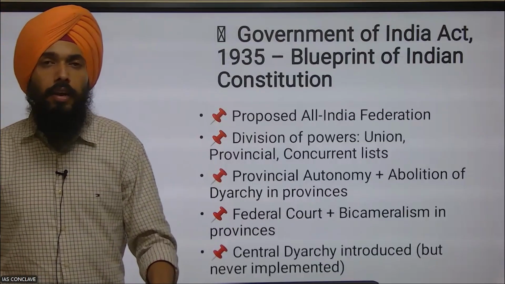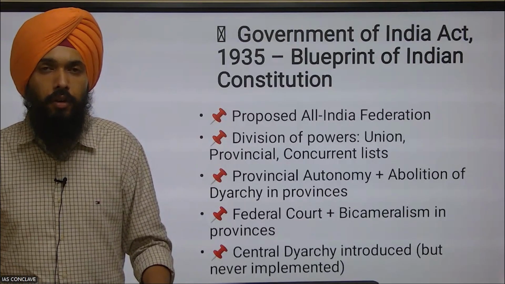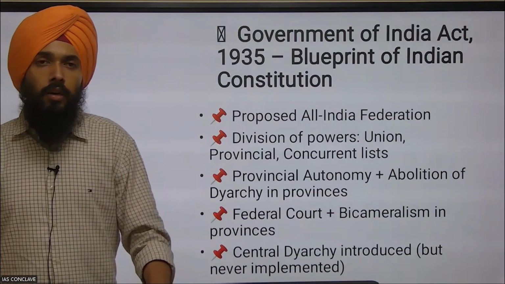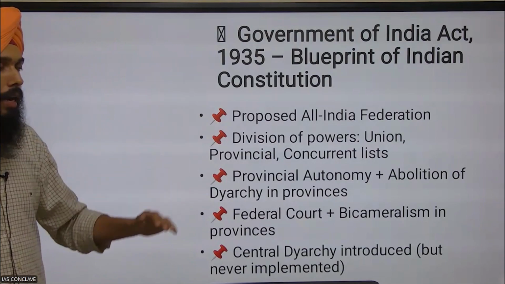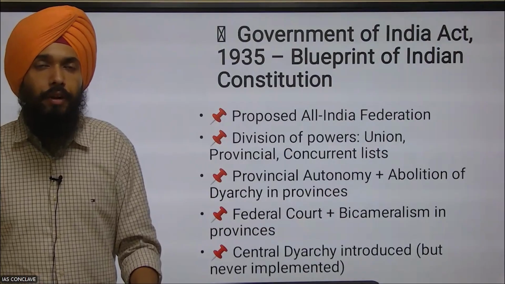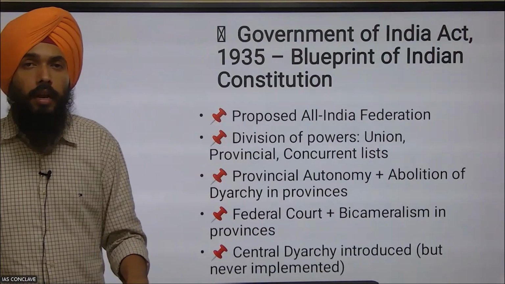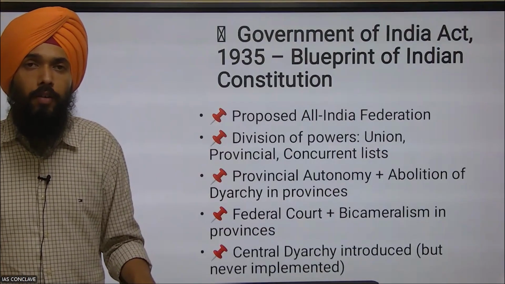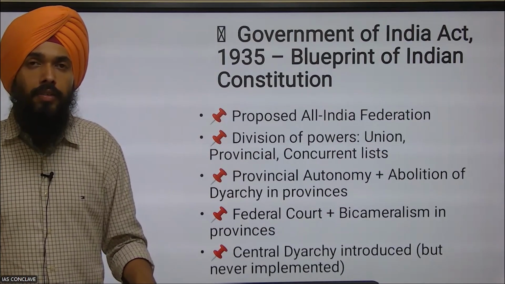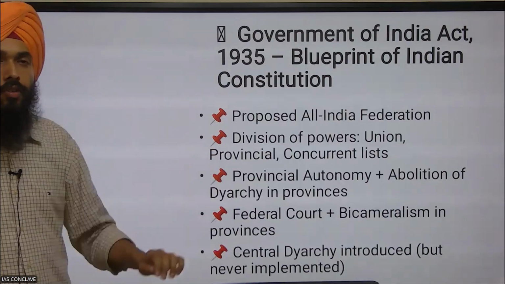After that, one of the landmarks in our constitutional history is the Government of India Act 1935. Most of the portion in our constitution we took from this act. Some of the important provisions: it talks about an All India Federation. Then it talks about division of power. Like in our constitution, we have division of power between the center and the states. How is there the division? It is through the different lists, like the union list, provincial list, and concurrent list.